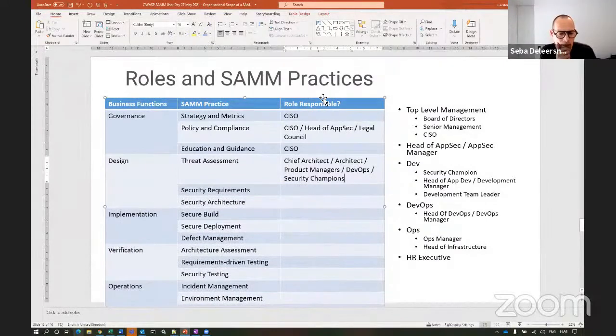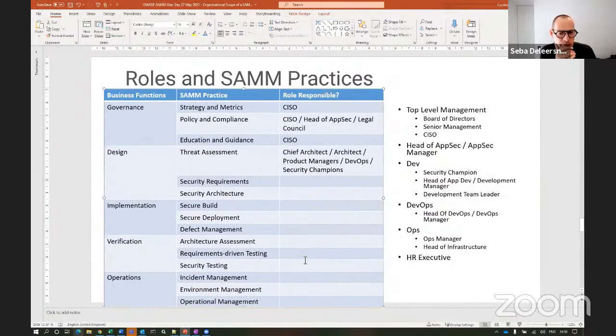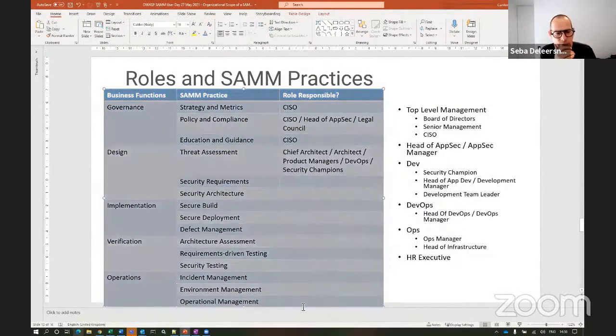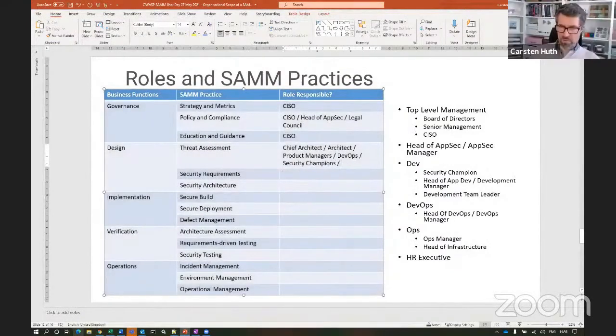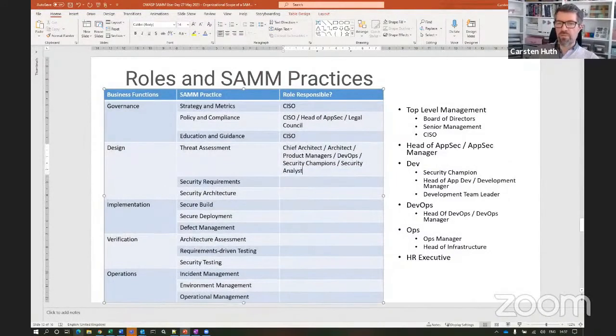It really depends on what kind of scope and detail level you do this. Security analysts is also one that is being mentioned by Ben. Also QA could be, especially if we're talking not just about the threat assessment but also the security requirements, because it relates to testing, having requirements that can be tested. So here I also see QA managed, depending on what the role is called, head of QA or QA manager.